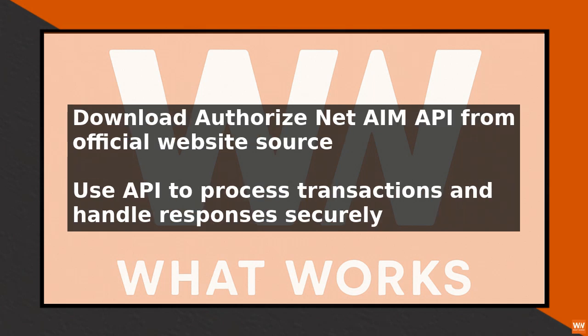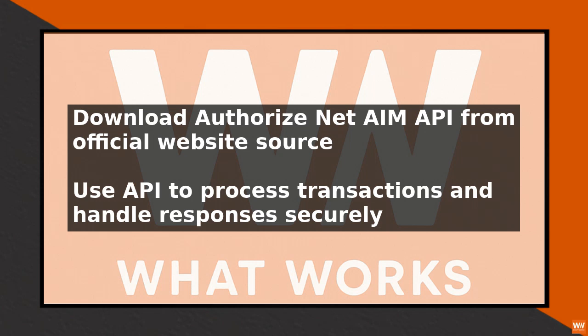Now, let's move on to the configuration process. You need to set up the API with your merchant ID and transaction key. This will authenticate your requests to Authorize.Net and ensure that transactions are processed securely. To configure the API, create a new instance of the Authorize.Net AIM class and pass in your merchant ID and transaction key. This will initialize the API and prepare it for use.